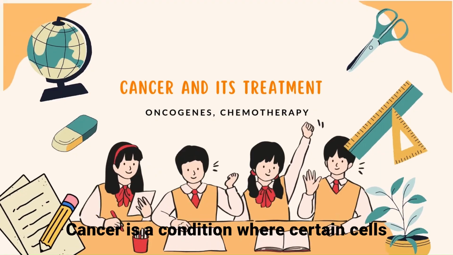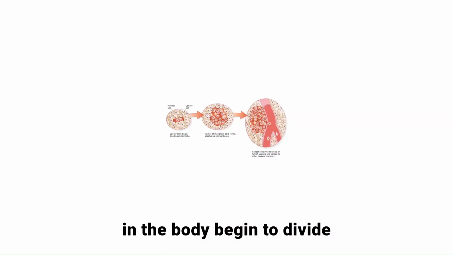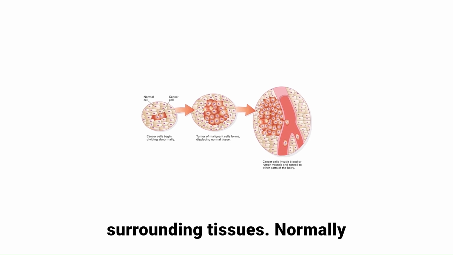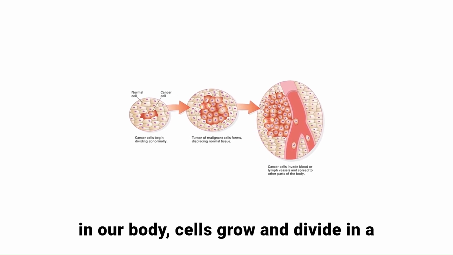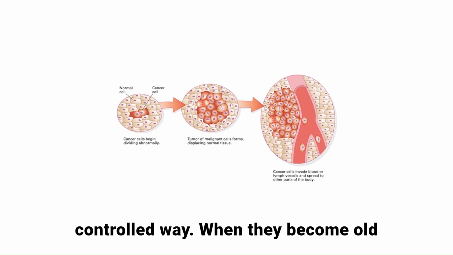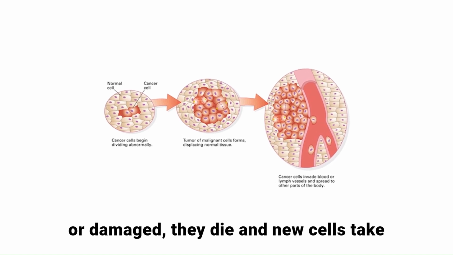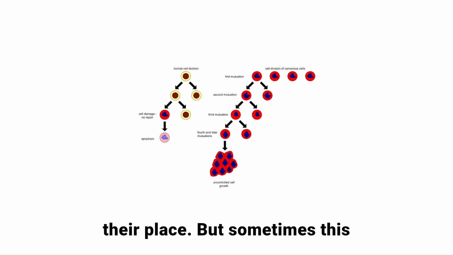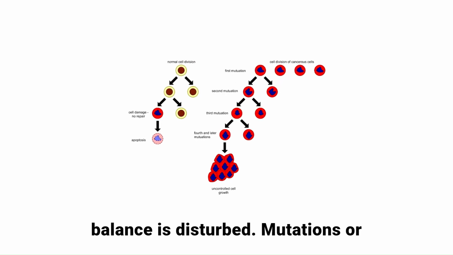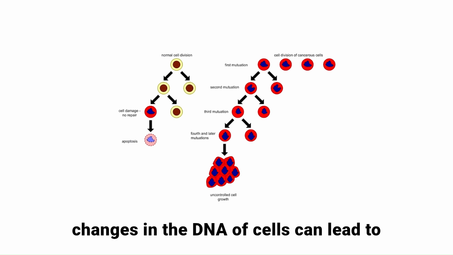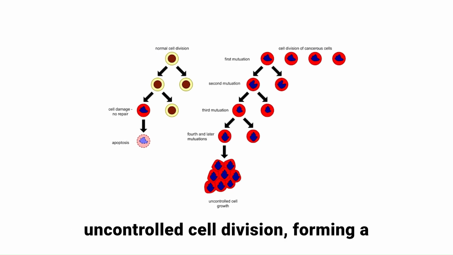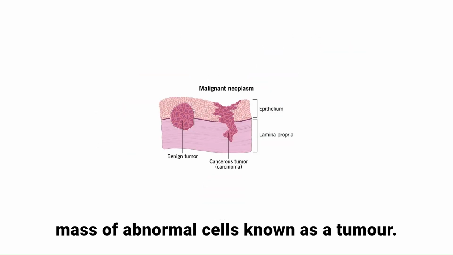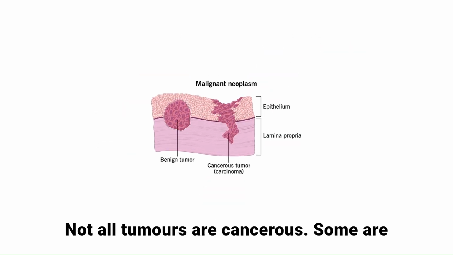Cancer is a condition where certain cells in the body begin to divide uncontrollably and spread into surrounding tissues. Normally, in our body, cells grow and divide in a controlled way. When they become old or damaged, they die, and new cells take their place. But sometimes, this balance is disturbed. Mutations or changes in the DNA of cells can lead to uncontrolled cell division, forming a mass of abnormal cells known as a tumor.